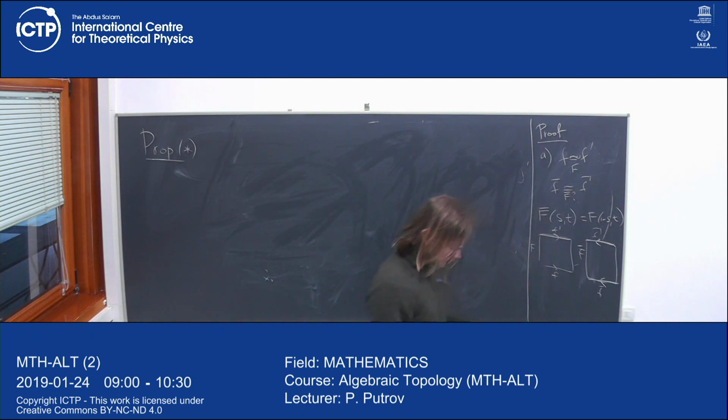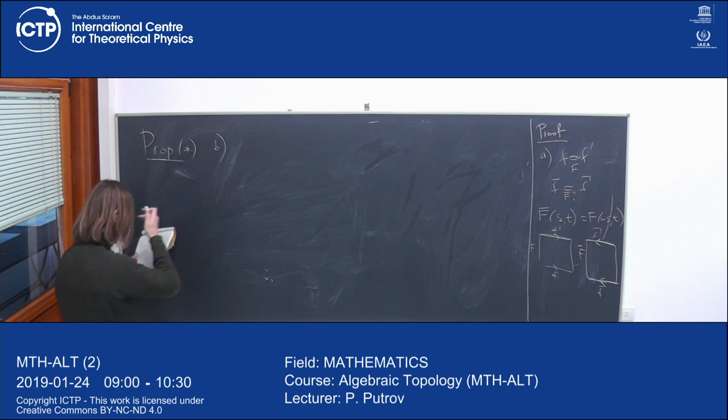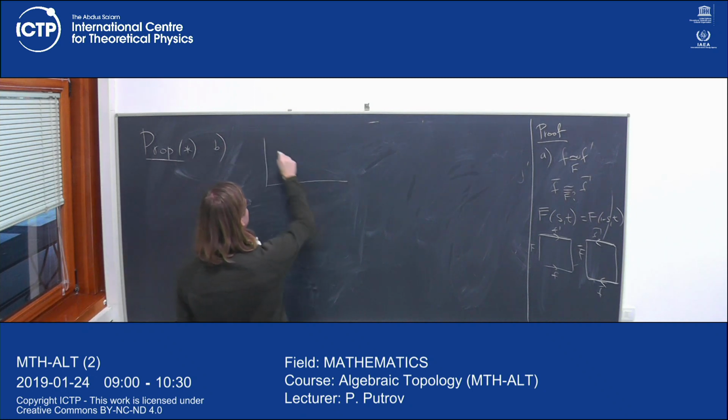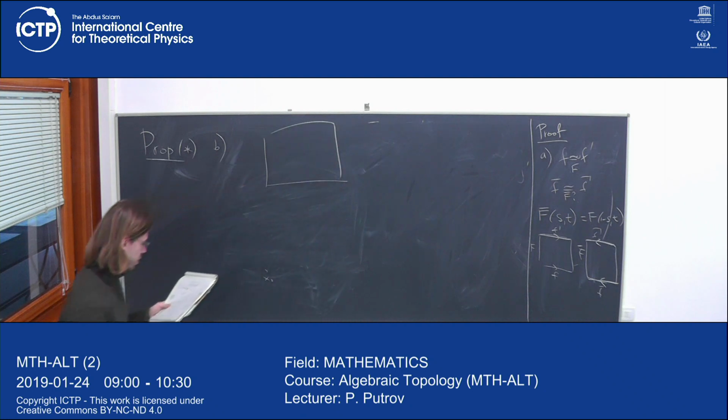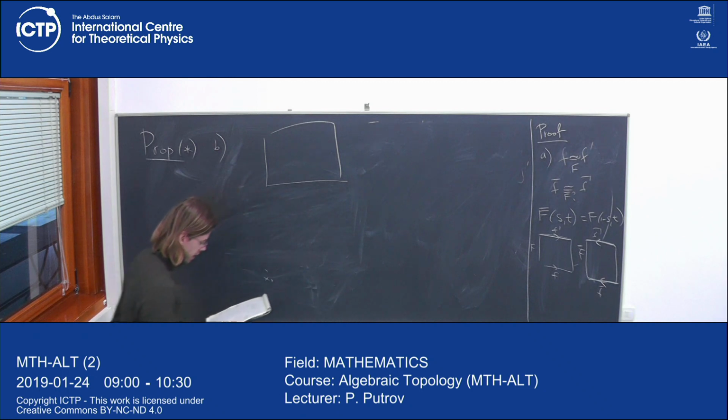Is this clear? So the second part is that the composition of paths is expected. The homotopy expects composition of paths.